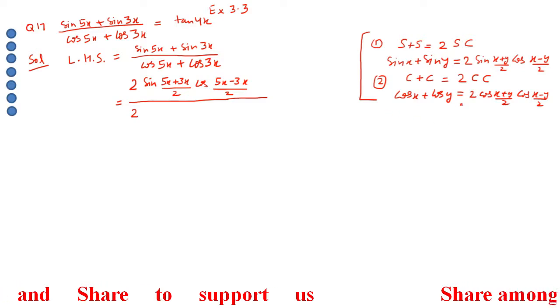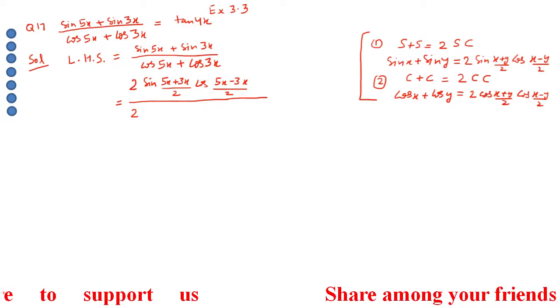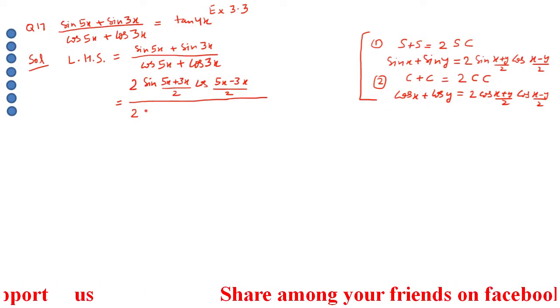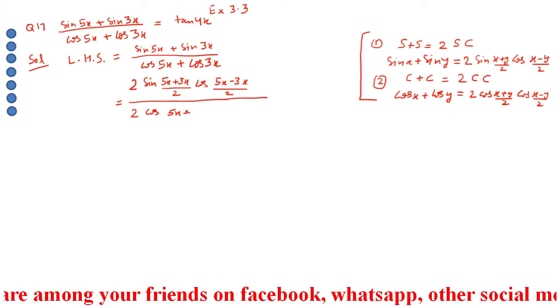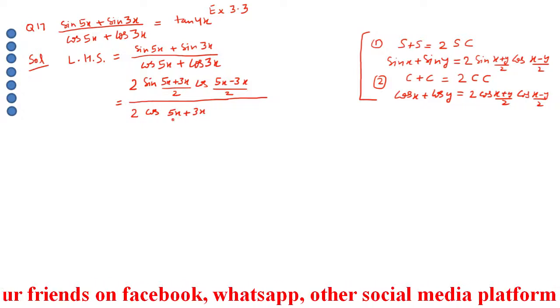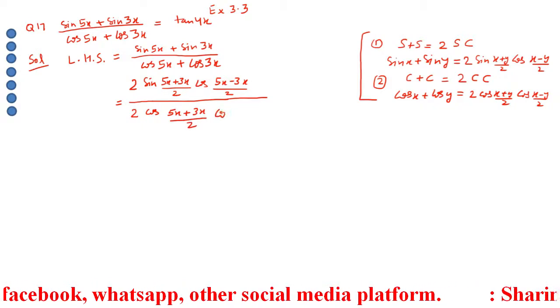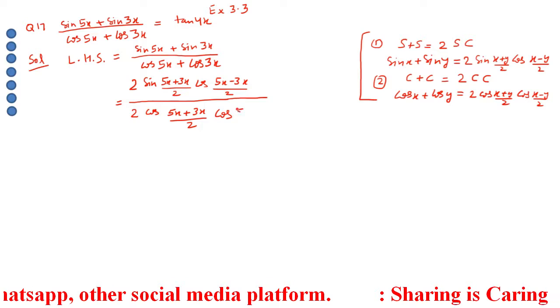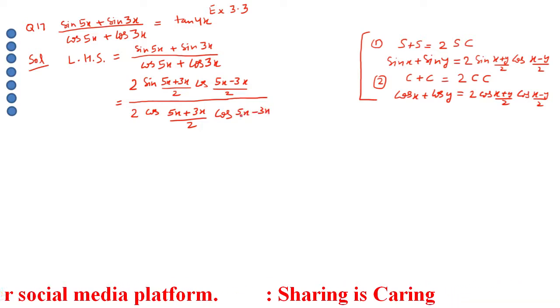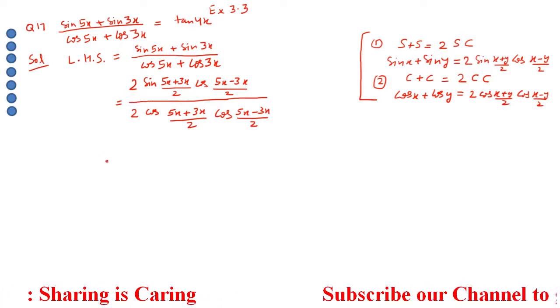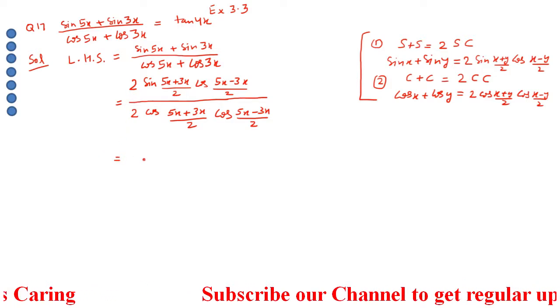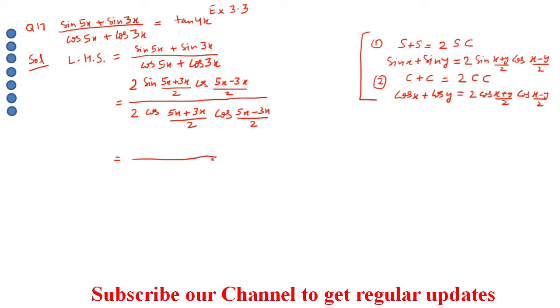So when cos plus cos we have to use 2 cos cos. So 2 cos sum of angles, that is 5x plus 3x divided by 2. Then again cos difference of angles. So 5x minus 3x divided by 2. Now here students, this 2 and 2 will cancel each other. So in next step I am not going to write it. Then long division line.